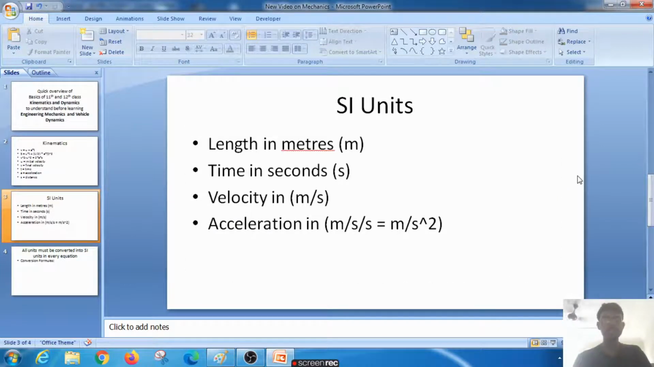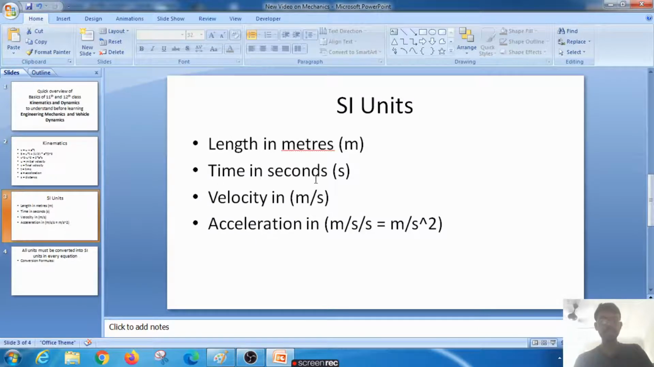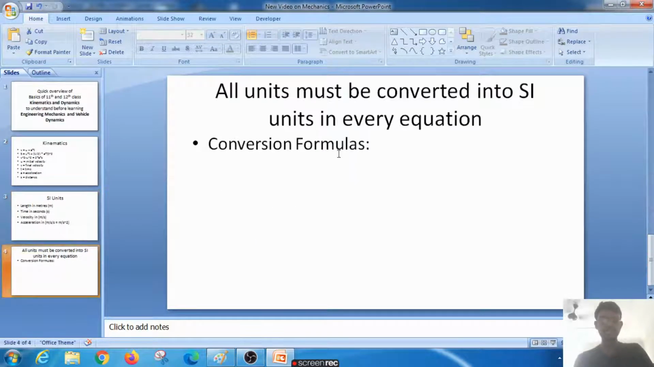So this is the SI unit. If you are using any formula, either v or s or v square minus u square is equal to 2as, you have to substitute the values in SI units only. That is the standard practice. Without that, you cannot arrive at the correct answer. That is another thing you have to remember. That's why I'm stressing it again and again.